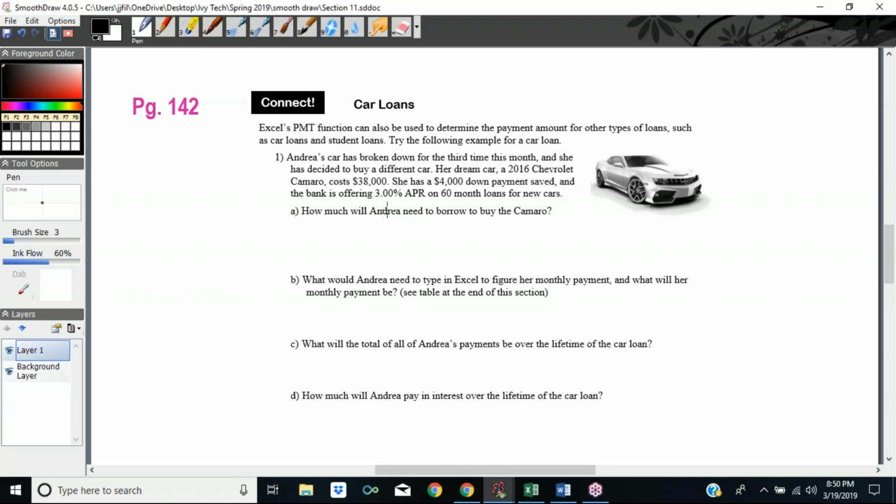Let's move on to page 142. It says Excel's PMT function can also be used to find the payment amount for car loans and credit loans. Here's an example. Andrea's car has broken down for the third time this month, and she has decided to buy a different car. Her dream car, a 2016 Chevy Camaro, costs $38,000. She has a $4,000 down payment set in the bank, a rate of 3% on a 60-month loan for the car. How much will Andrea need to borrow to buy the Camaro?